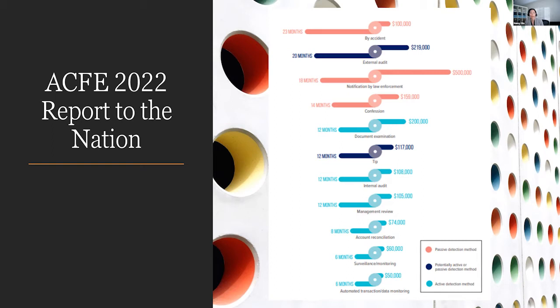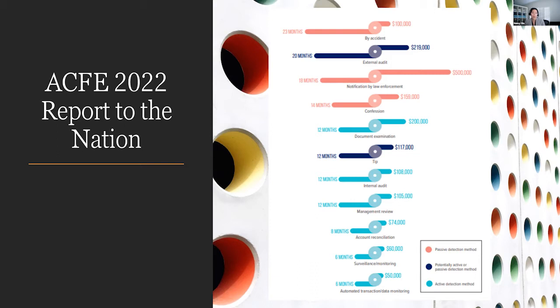This one depicts the median damages sustained when a fraud event occurs based on each of these methods, as well as the duration of the event, meaning how many months the fraud was perpetrated before it was actually caught. For example, at the top, you can see that when a fraud event is discovered by accident, it has likely been going on for 23 months, and you can expect as a company to incur about $100,000 worth of damages.